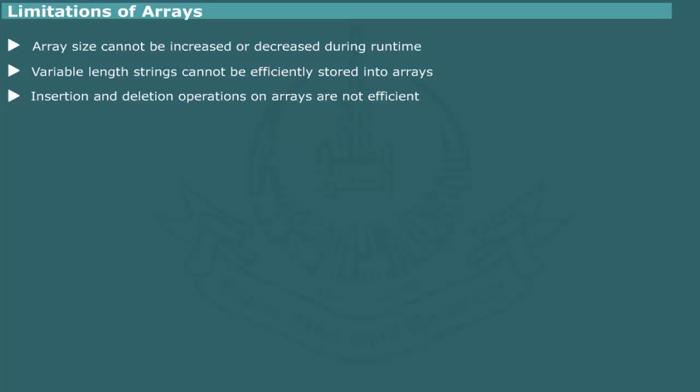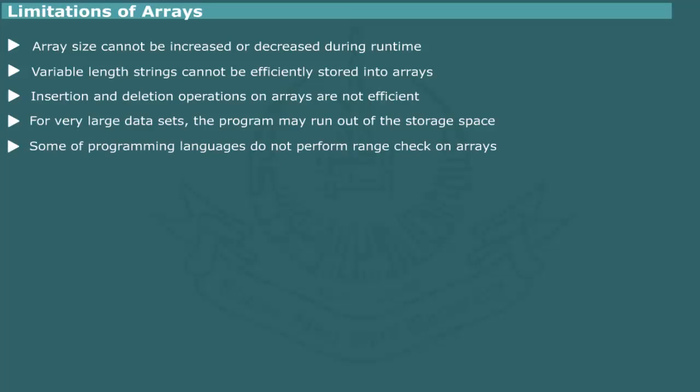Number 4. Normally, arrays are allocated memory blocks out of the program space. For very large data sets, the program may run out of storage space. Number 5. Some of the programming languages, such as C and C++, do not perform range checks on array indexes. If an index trespasses the upper or lower bound, incorrect data may be accessed or stored in the wrong location. Some of the deficiencies of arrays are overcome in other data structures, which we will study in subsequent units.